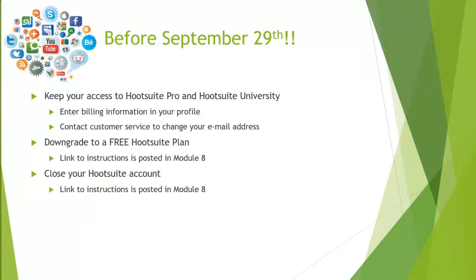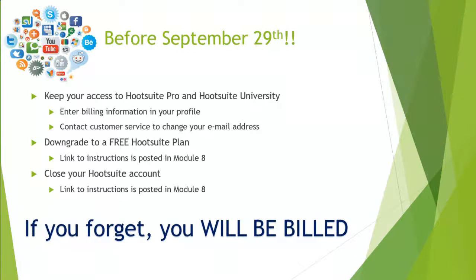Now, if you decide that you don't want to keep your Hootsuite account at all, you can completely close your account. And again, I've posted the instructions with how to close your account into Module 8. If you forget to downgrade your account or close your account, you will receive a bill. You'll receive a bill in October for the $21 for your membership, and that'll come to your Bobcats email because that's the email on file. Now, if you completely forget, you can contact highered@hootsuite.com to request the account be adjusted, but it'll just be better for everyone involved if you either downgrade your plan or close your account before September 29th.